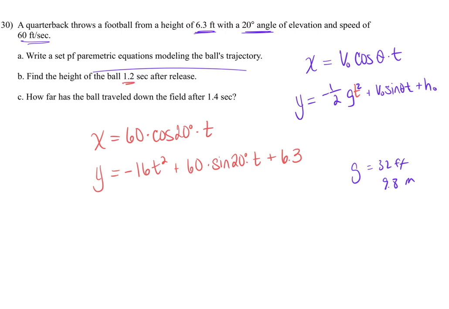Find the height of the ball after 1.2 seconds. Which of those equations would I use for height? Y. So I'm going to take 1.2 and plug it into my y equation for that one. How far down the field did it go? Which way am I talking now? Horizontal, right? So I'm going to take the 1.4 and plug it into my horizontal to answer that question. That's how these are going to look.